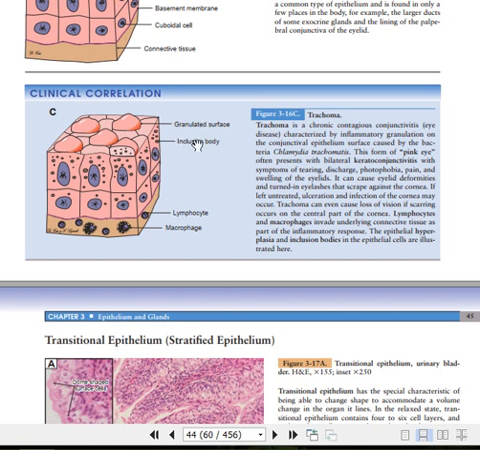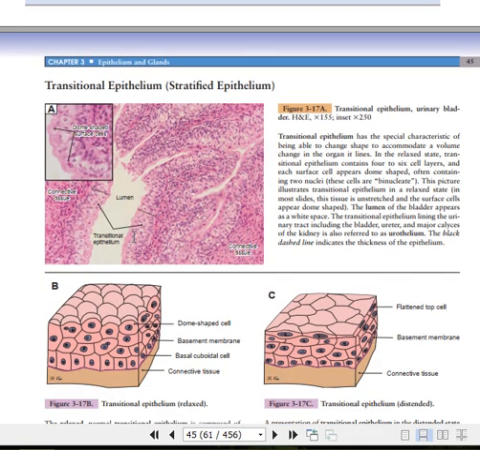The second thing you have is inclusion bodies inside the columnar cells. You're going to have inclusion bodies inside the apical-most columnar cells and also the basal cuboidal cells of the stratified columnar epithelium. You are going to have macrophages in the connective tissue, and you are going to have lymphocytes. So those are the histopathological characteristics of trachoma.